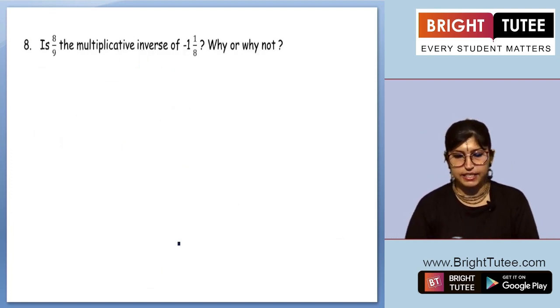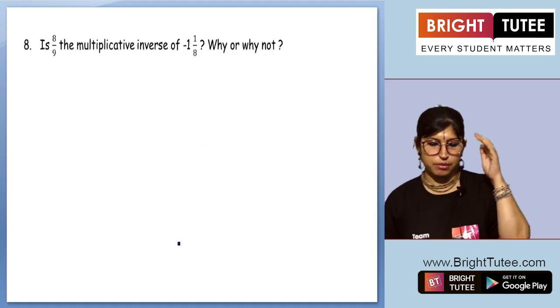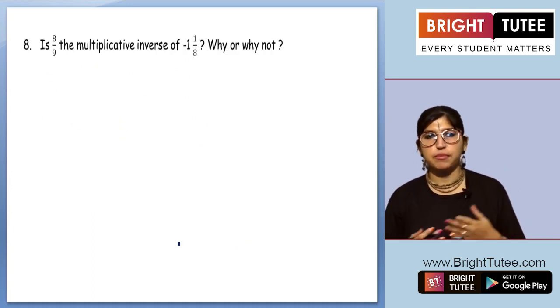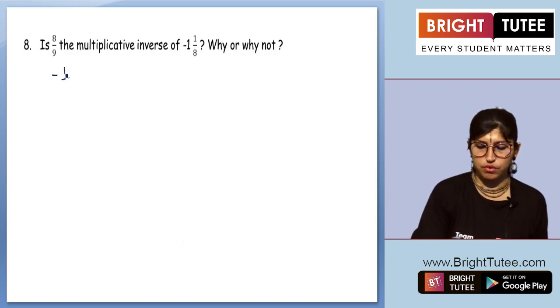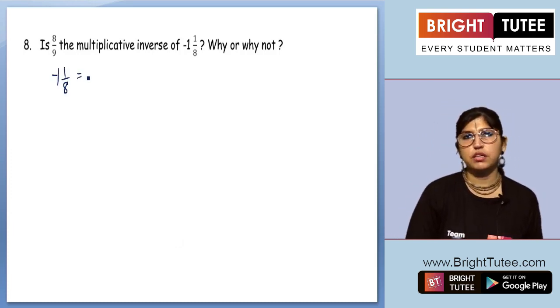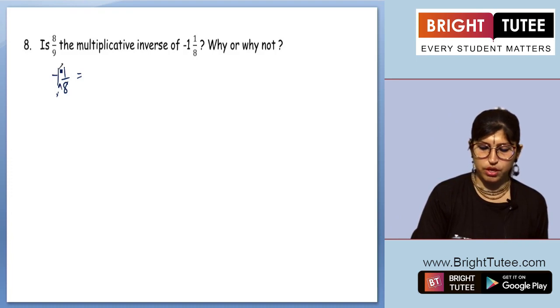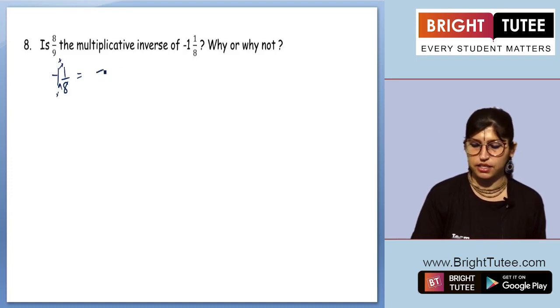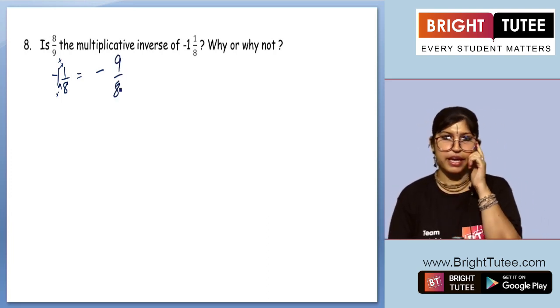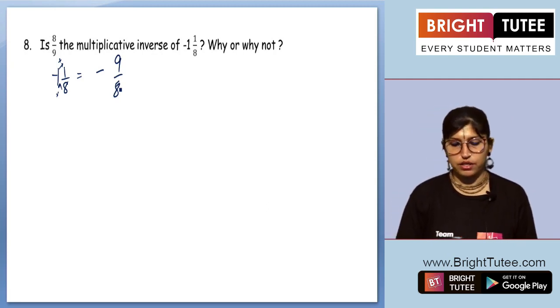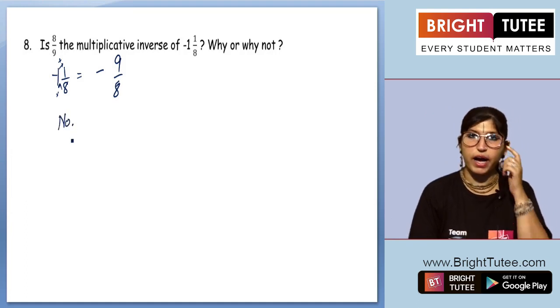Question 8 says, is 8 by 9 the multiplicative inverse of minus 1 by 8? Why or why not? First of all, let's check what minus 1 by 8 is. How do we convert this mixed fraction to an improper fraction? Multiplying these two, and whatever comes we'll add to it. The minus sign stays as it is. So 8 times 1, 8 plus 1 is 9. So we'll be getting minus 9 by 8. So it asks, is 8 by 9 the multiplicative inverse of minus 1 by 8? We'll be saying no.